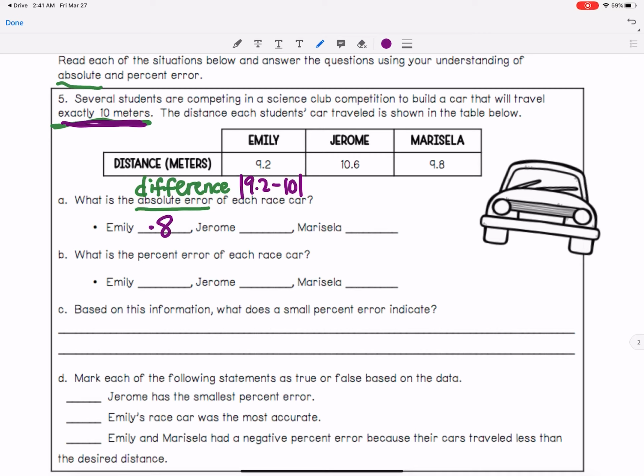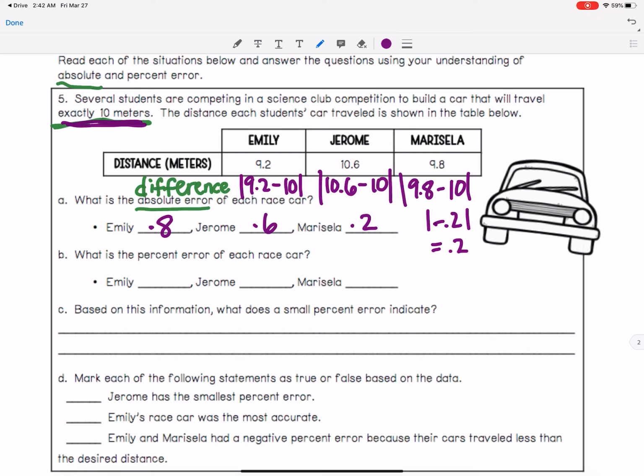Now, how about Jerome? We would do 10.6 minus the exact value, which was 10 meters, and we have to do absolute error. So 10.6 minus 10 gives us 0.6. And then the next one is Maricela. We have to do 9.8 minus the exact value of 10, and that's going to give us the absolute value of negative 0.2, which gives us 0.2. So that was Maricela's absolute error.